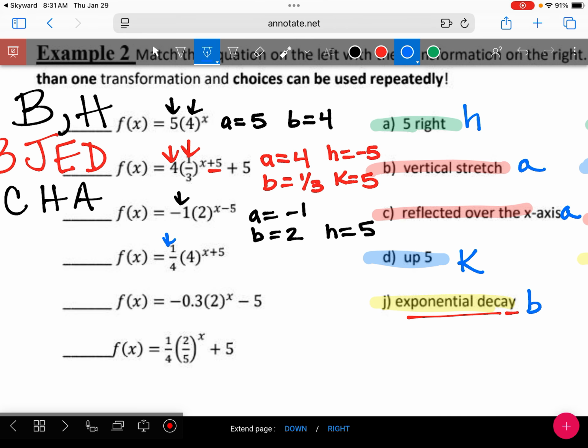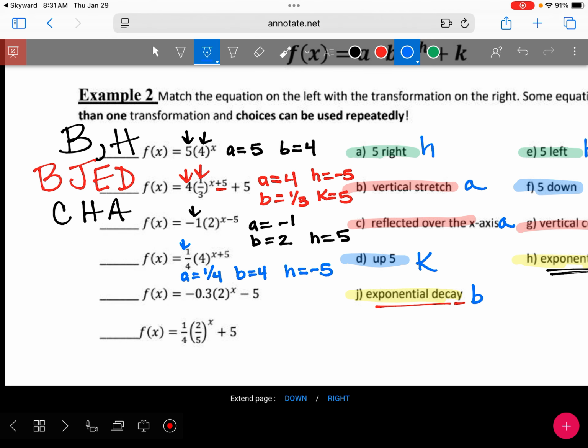All right, let's look at the next one here. So the number in front, that's your A value. The base is 4. H is negative 5. So there's 3 letters. Go ahead and look at your choices. Flip back and forth. Figure out what 3 options, what 3 transformations you would pick.